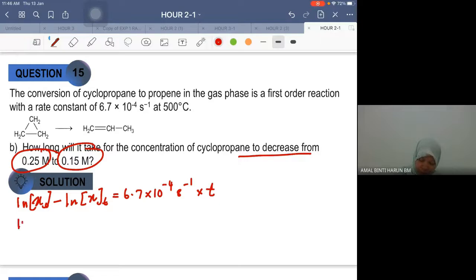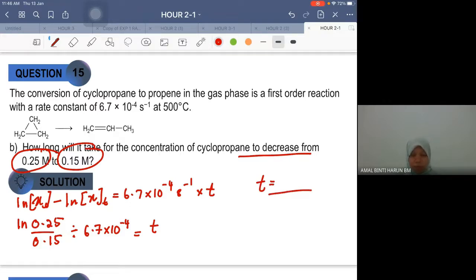So it's ln 0.25 divide by ln 0.15 divide by constant dia 6.7 eksponen negatif 4. So dia dapat time. So time mestilah dalam unit apa? Masa. Masa saat. Okay, how do you know it is second? Sebab constant dia second. So 762.43 second.